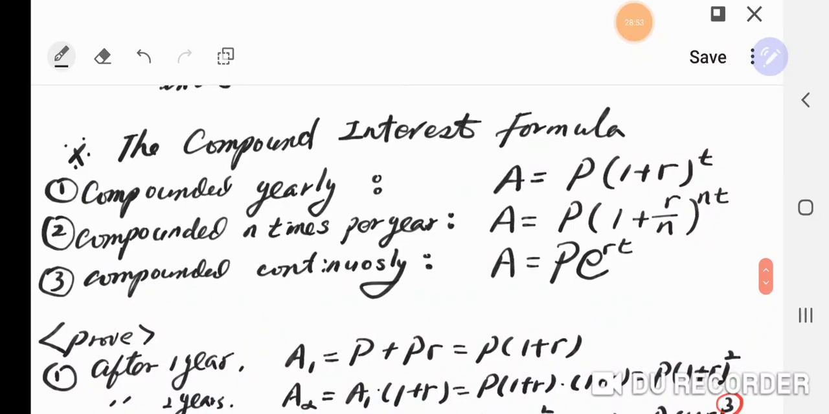So for compound interest, there are 3 types of formulas. One is compounded yearly, another is compounded n times per year, like quarterly, monthly, daily, or in seconds, and the third is compounded continuously. So based on the information, we can use one of these 3 formulas. So let's try example 5.